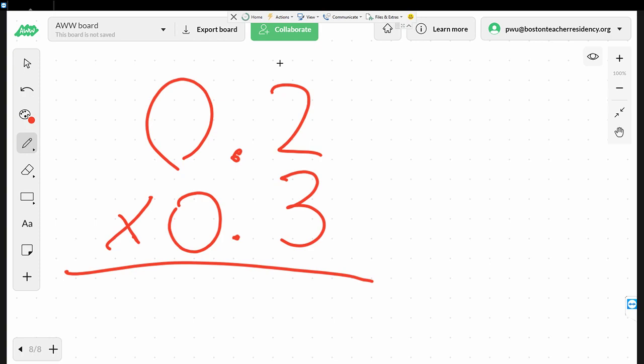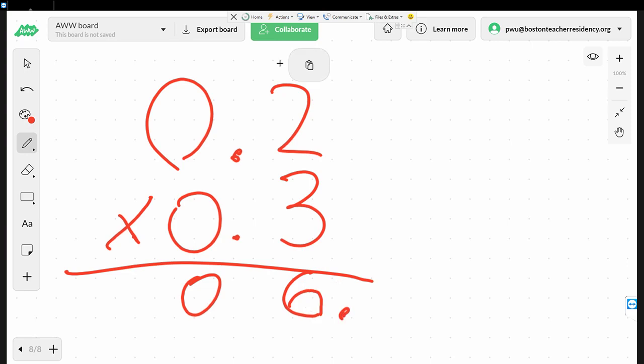Well, I'm going to do this like normal. 3 times 2 is 6. And 3 times 0 is 0. So we just have 6, the number 6. If I had the number 6, my decimal would go after it because it's 6 wholes and nothing else.